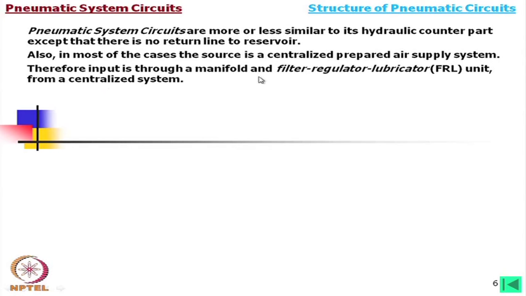Therefore, input is through a manifold. Normally, you will find many manifolds fitted at certain distances, having a filter, regulator and lubricator unit, which I have shown. It is very popularly known as the FRL unit.